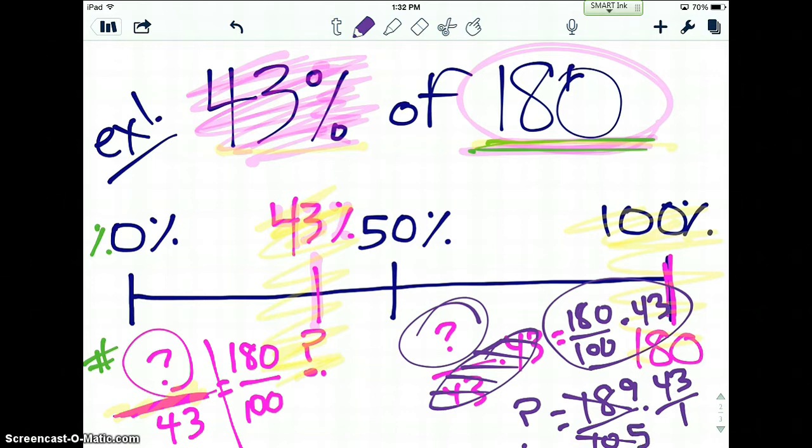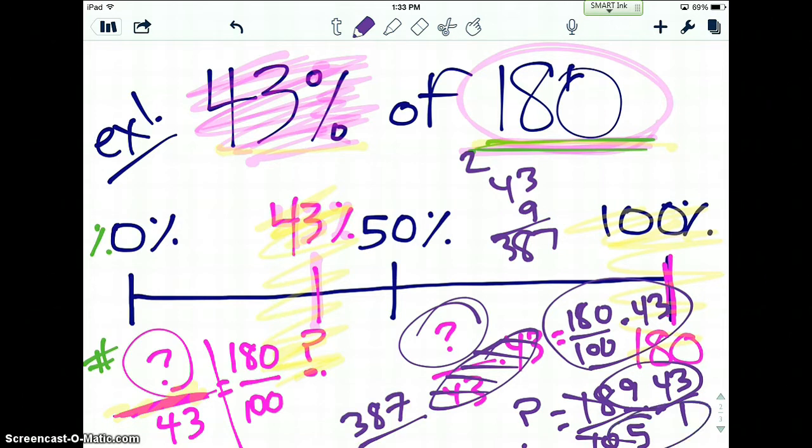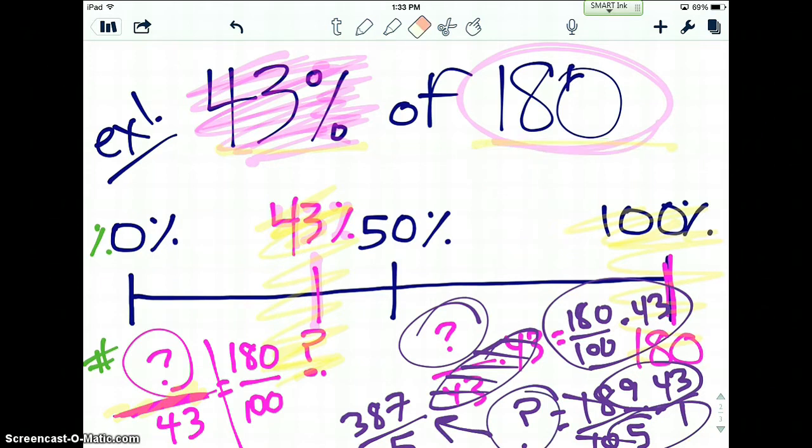Is there anything else that reduces? 9 and the 5? 43 and the 5? No. So I go ahead and multiply across. 43 times 9 is 387. So I end up with 387 over 5 times 1, which is 5. So my question mark equals that mess. That's improper. So I have to take it one step further.